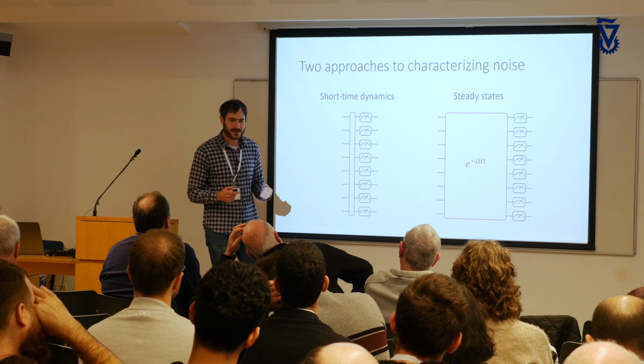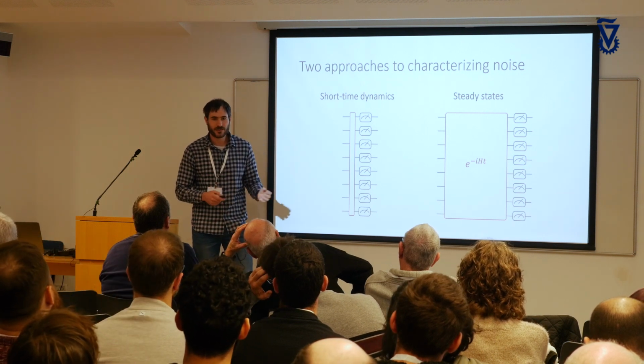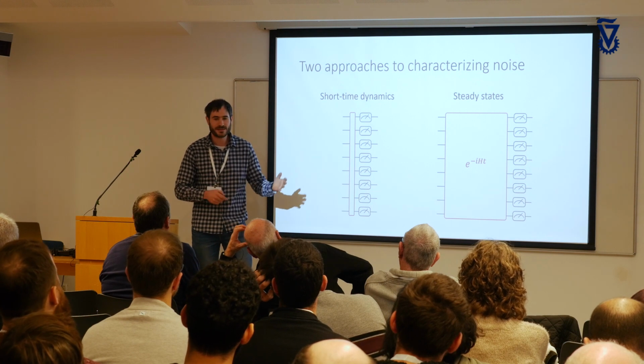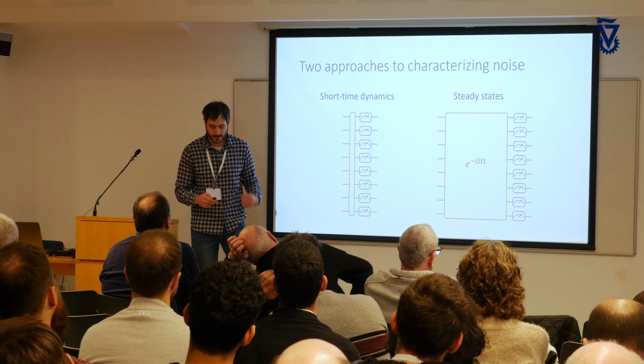At first glance, this second approach might seem hopeless because this steady state is highly entangled with correlations spread throughout the system. How can we measure this steady state to extract the Hamiltonian?